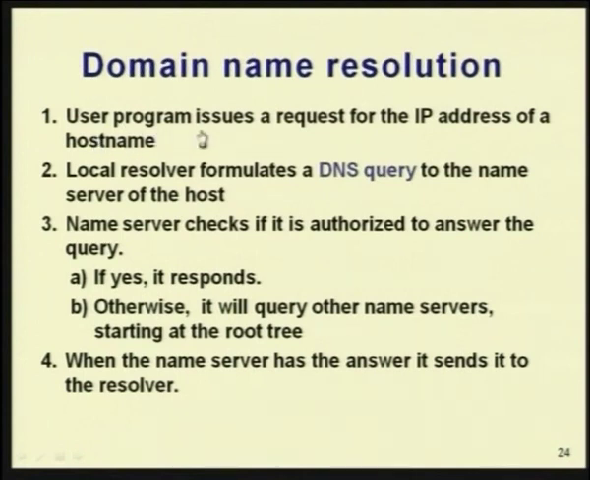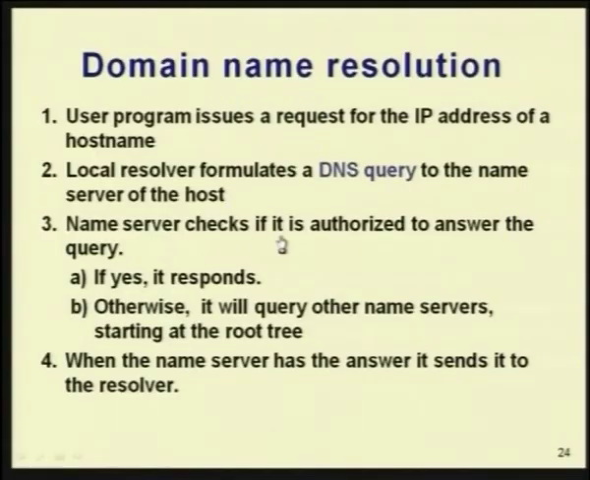So, we can see what is actually happening here. The user program will issue a request for the IP address of a host name. The local resolver formulates a DNS query to the name server of the host. DNS query is the term to look at. The way the DNS information is obtained is by means of queries and responses, and there is a particular format for this query. So, the local resolver formulates this DNS query and sends it to the name server of the host.